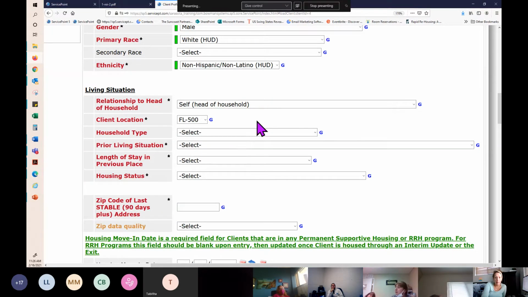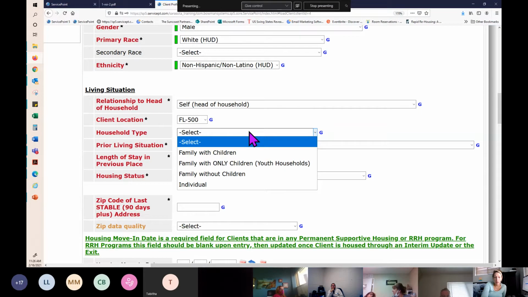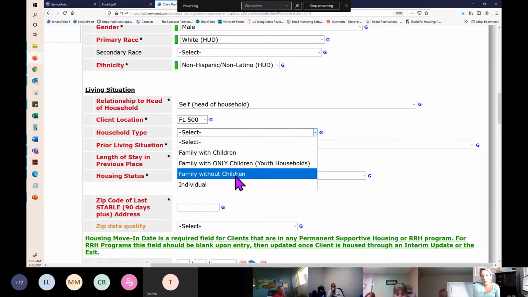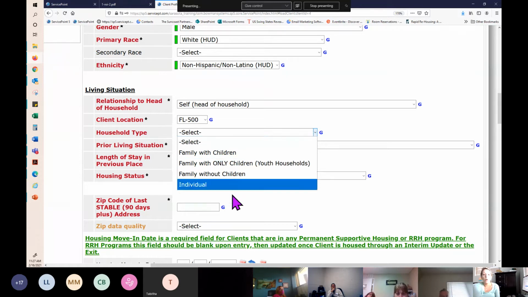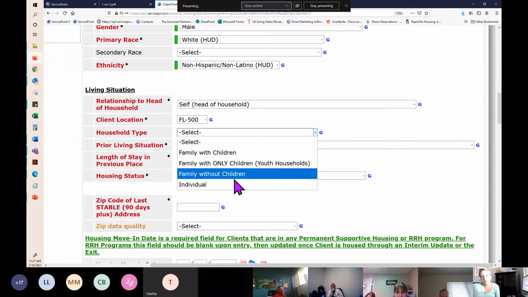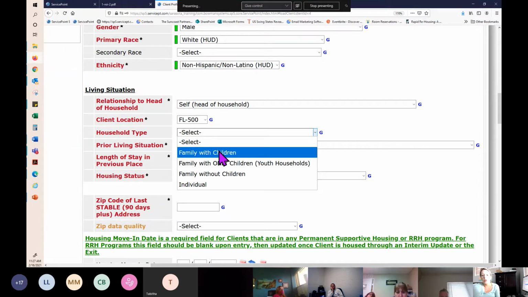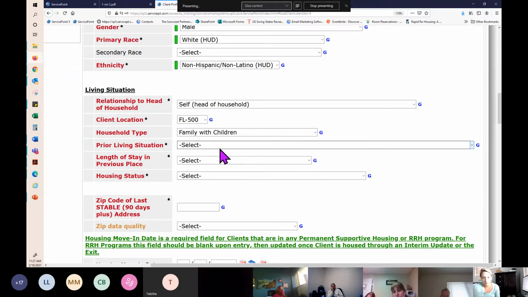Your household type: we have family with children, family with only children, so that would be your unaccompanied homeless youth household, like a minor, a 17-year-old with a child. Family without children, so this would be a couple, or a couple with an adult child, and then an individual. Here we have a single father. He would be a family with children.